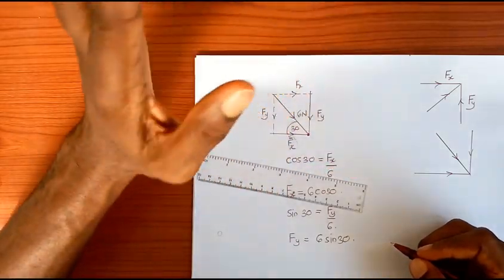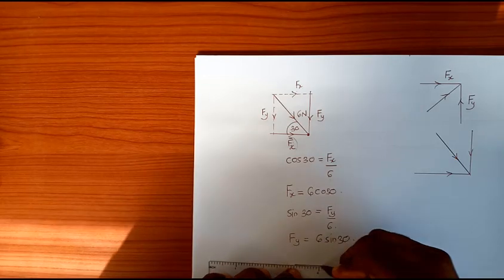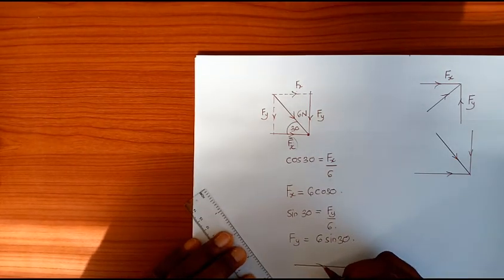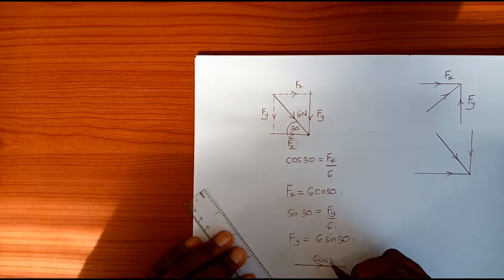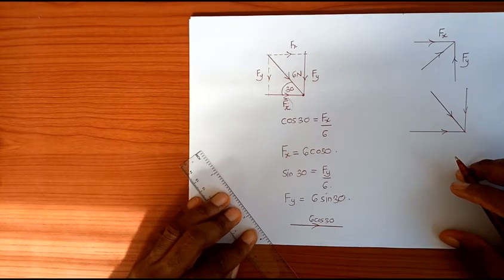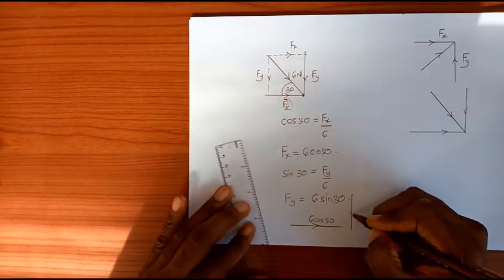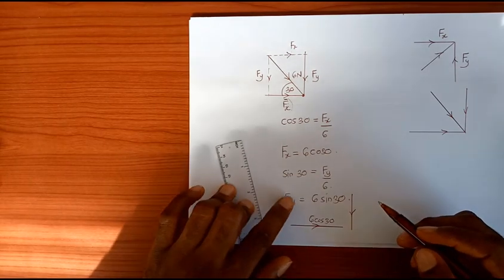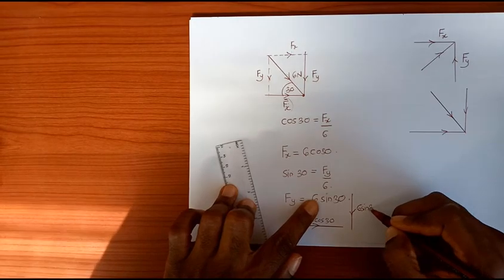It goes this way. So for the 6 Newton force, you need to draw your x component going this way and write 6 cos 30. Can you see? And our y component going downwards. And what do I write? Y component, 6 sine 30.